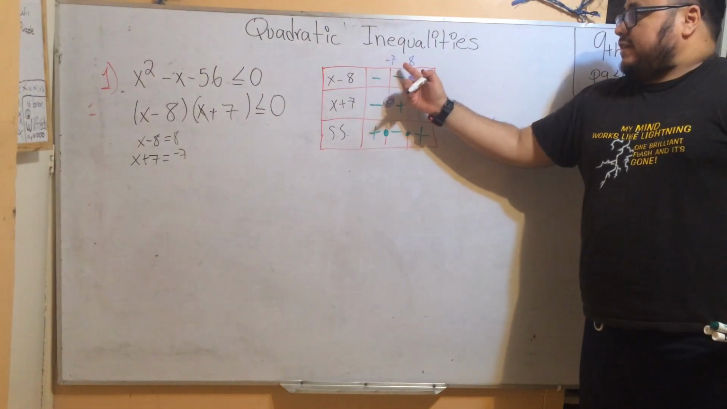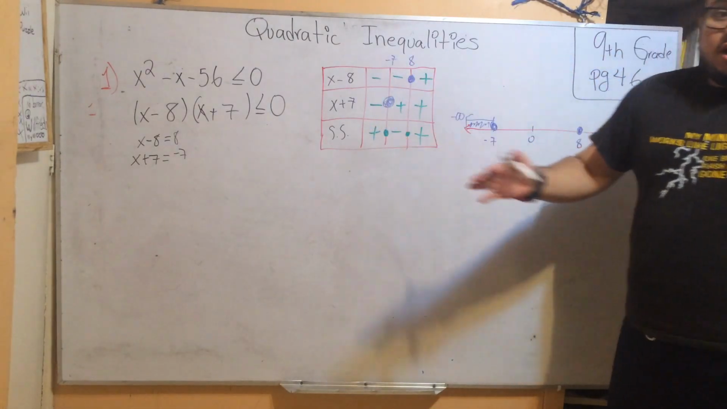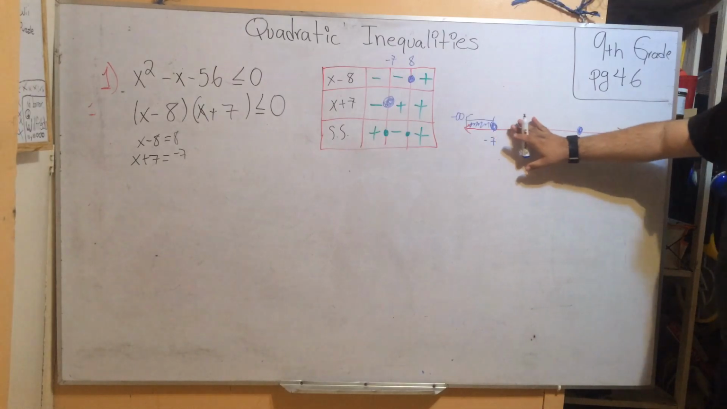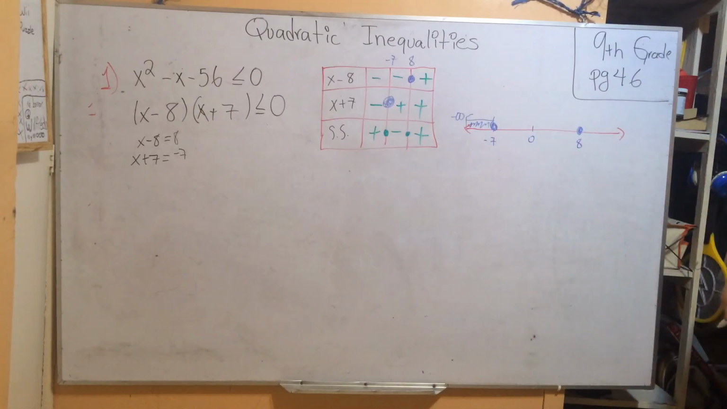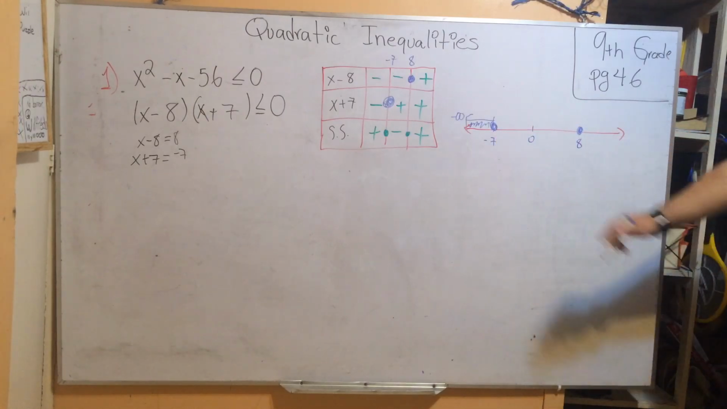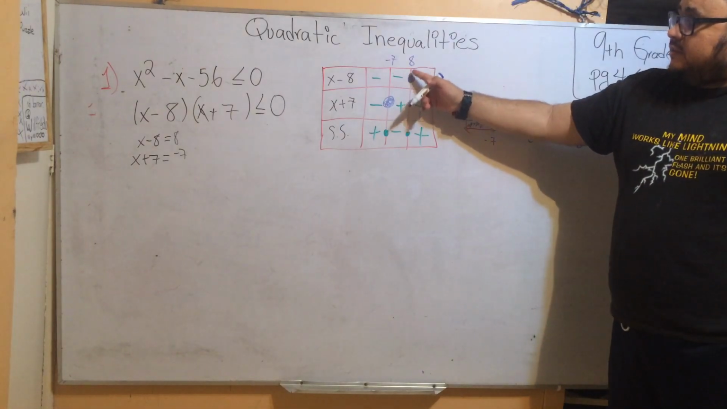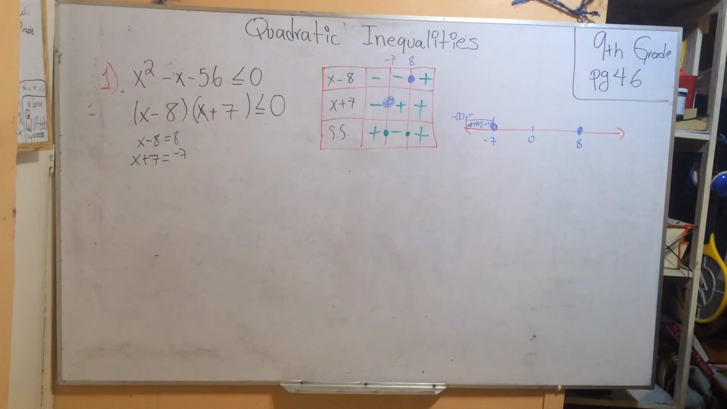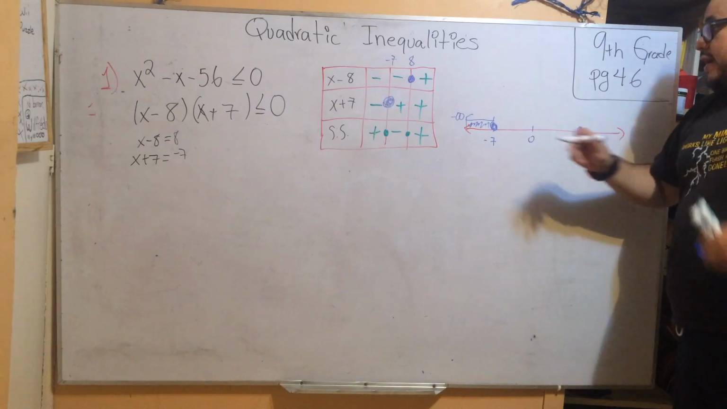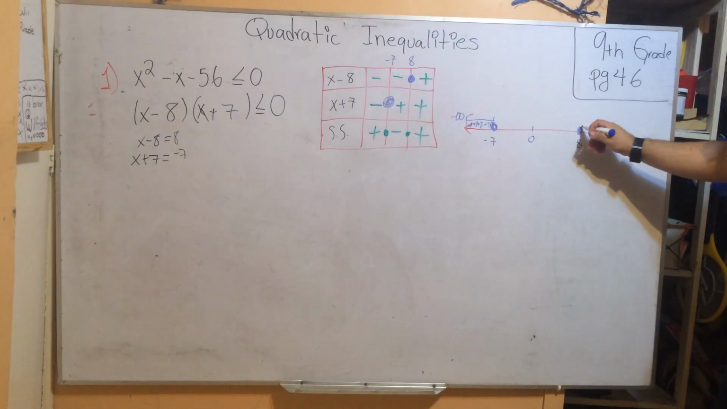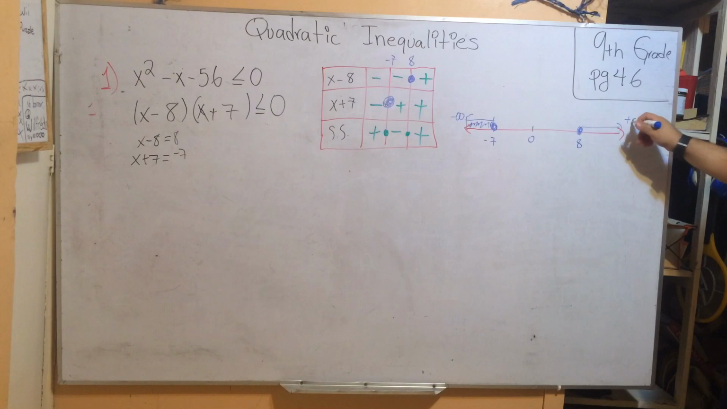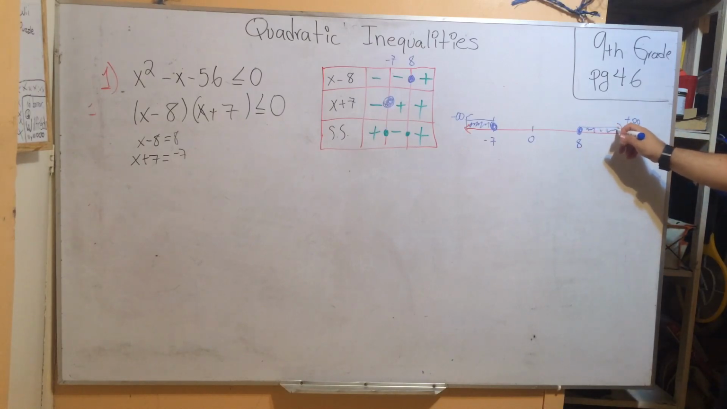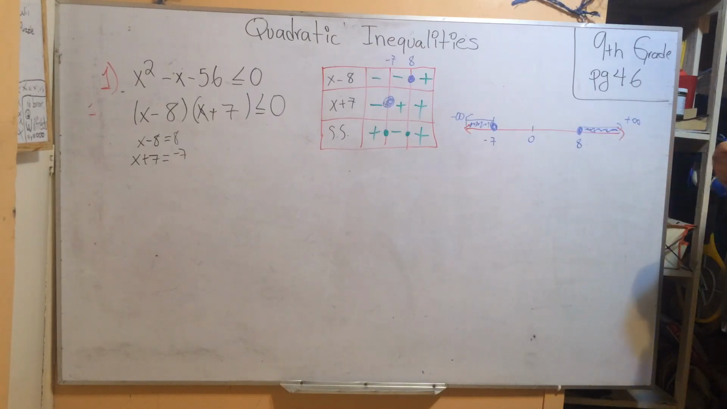From negative 7 to 8, they are not included. So all of these numbers are not included. And then we have that the values from 8 to the right, up to positive infinity, are included.